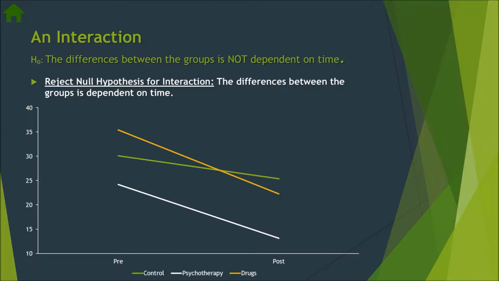From our SPSS outputs, we have concluded that there was a significant interaction, and therefore we rejected the null hypothesis that the differences between the groups are not dependent on time. So it actually is dependent on time, or vice versa, the differences across time are dependent on which group you're in. Because we now have this interaction, we need to perform some follow-up tests in order to find where the significant differences lie.